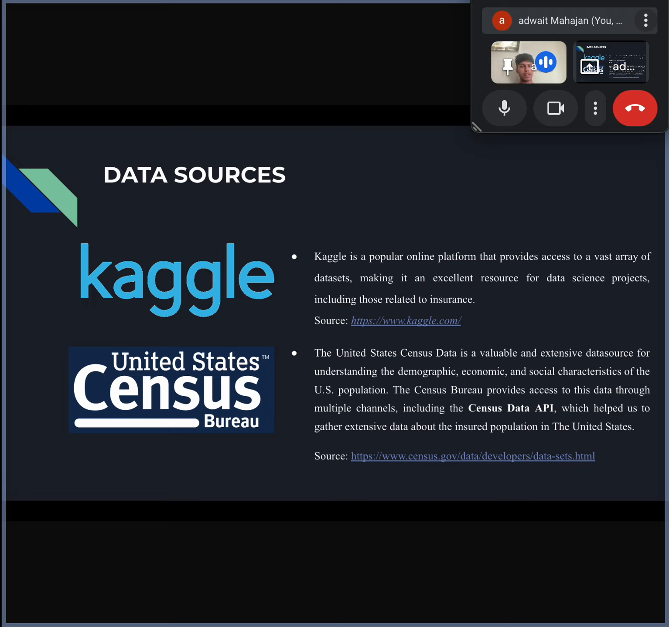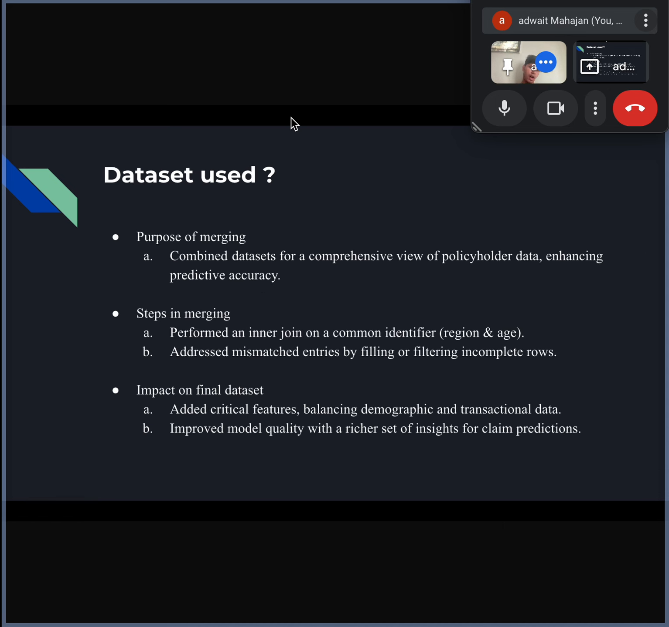Of course, we used an API from the US Census Bureau, and that's how we were able to get the data set, which includes about 23 features, such as age, BMI, smoking status, premium charges, and critical insurance metrics like the number of insured and uninsured people in a region. As I mentioned, we merged the two data sets, and we came to a data set with about 23 features.